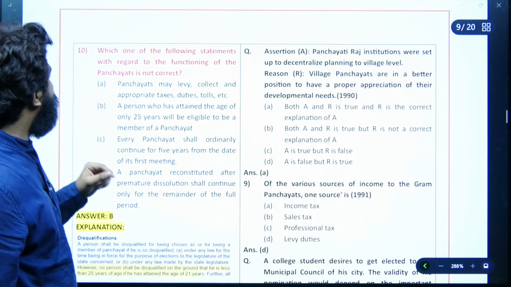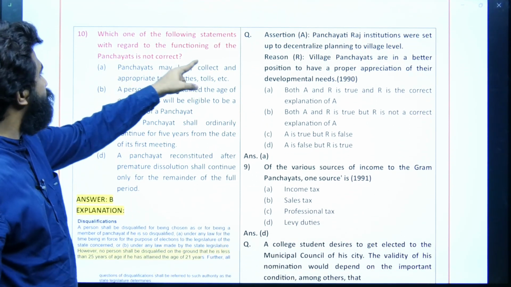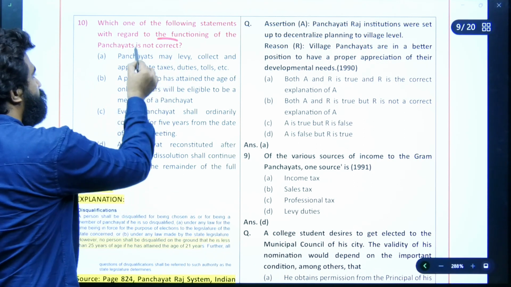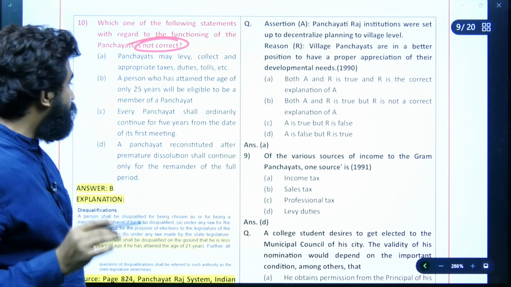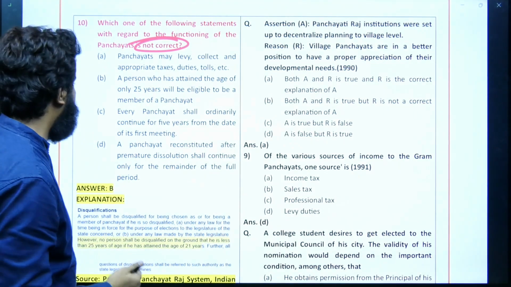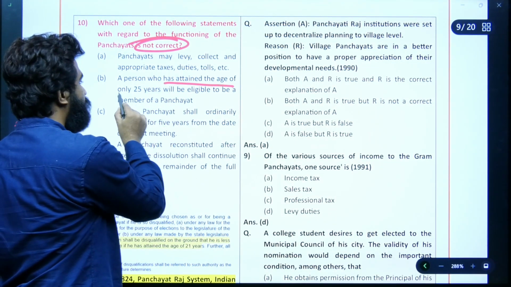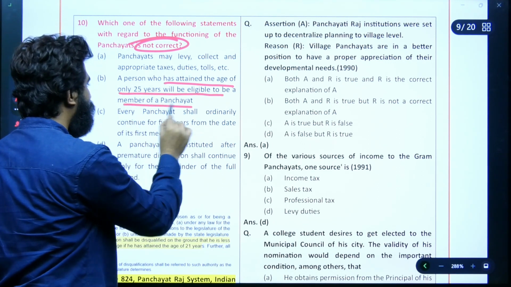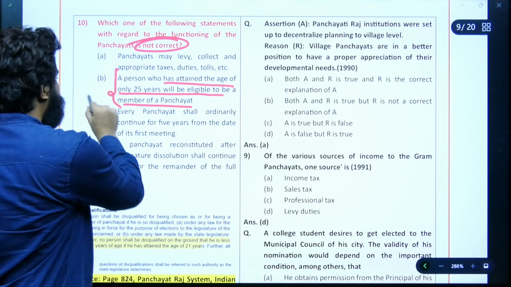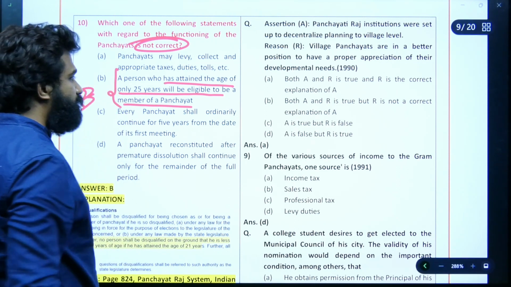Which one of the following statements with regard to the functioning of the panchayat is not correct? Again you have to be very careful when it comes to not correct. You have to be cautious and recite it several times: not correct, not correct, not correct. A person who has attained the age of only 25 years will be eligible to be a member of panchayat. This is an absolutely wrong statement, and therefore the one which is not correct is option B.